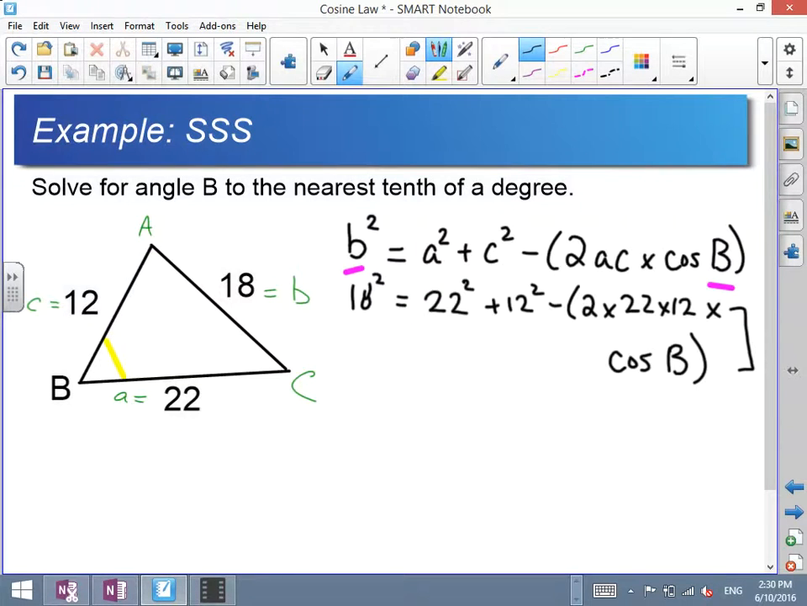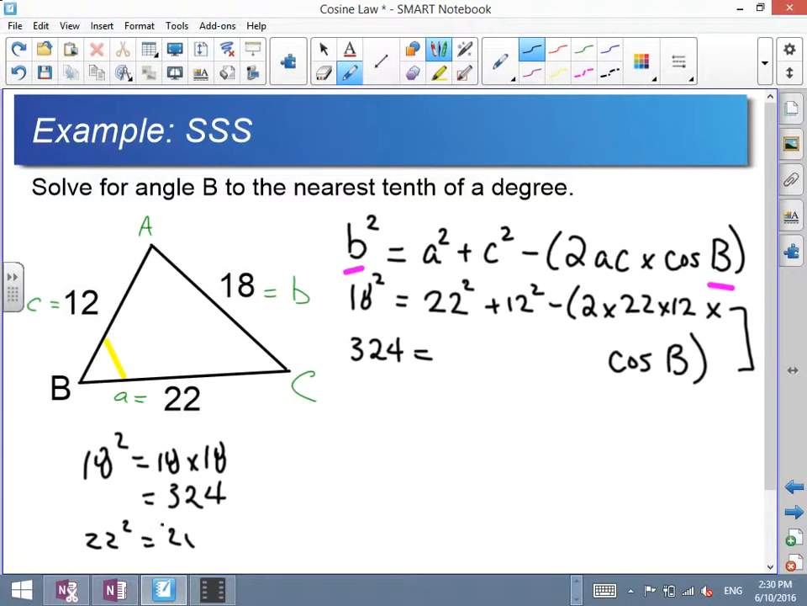Let's take a moment to process and calculate some of these values. This 18 to the power of 2, 18 squared, if you were to calculate that, I believe it comes out to 324. Definitely double check that value and make sure I've got that all right. 22 squared, so 22 to the power of 2, I believe is 484. Definitely double check that. 12 squared is 144.